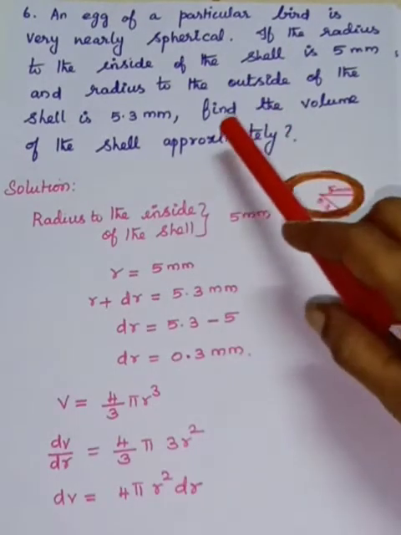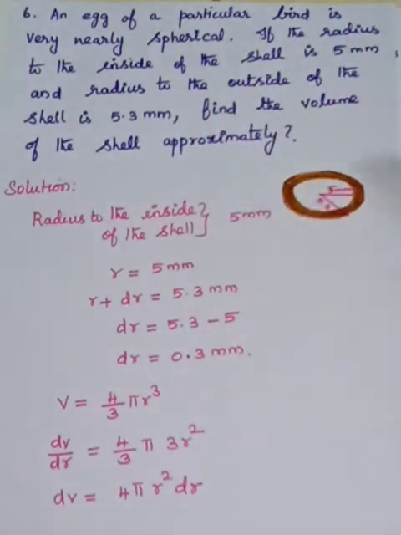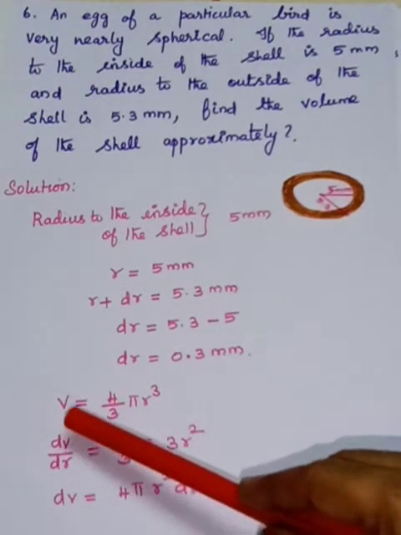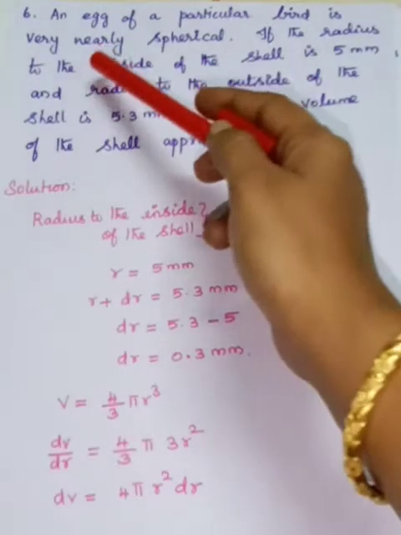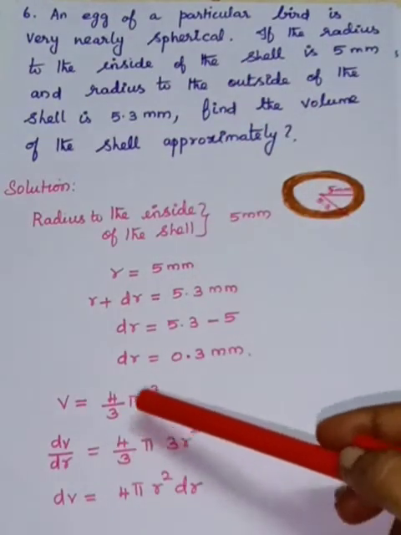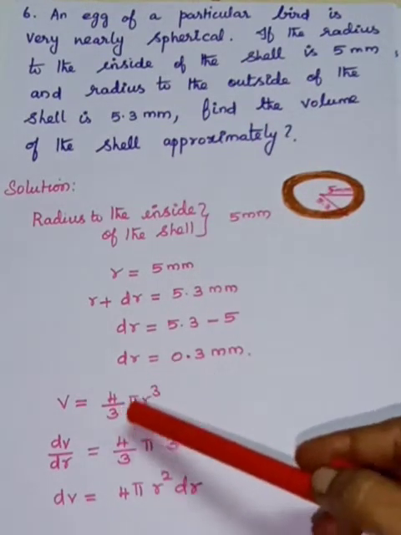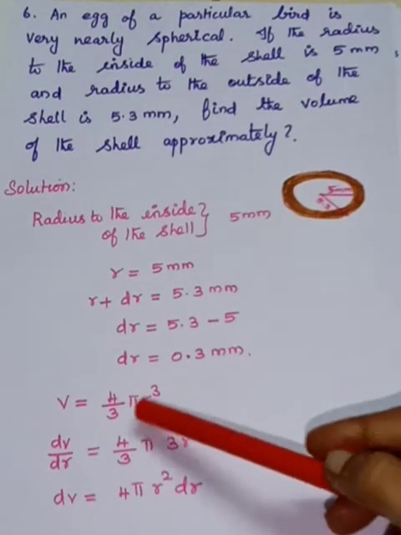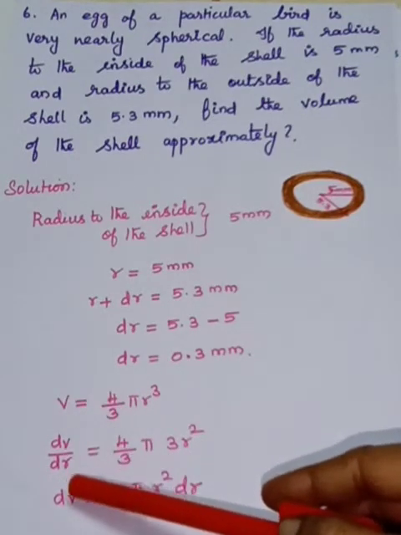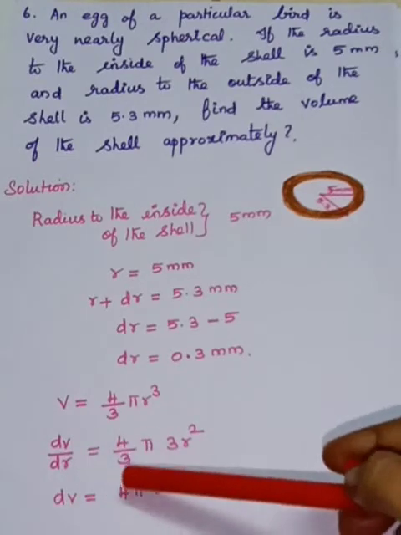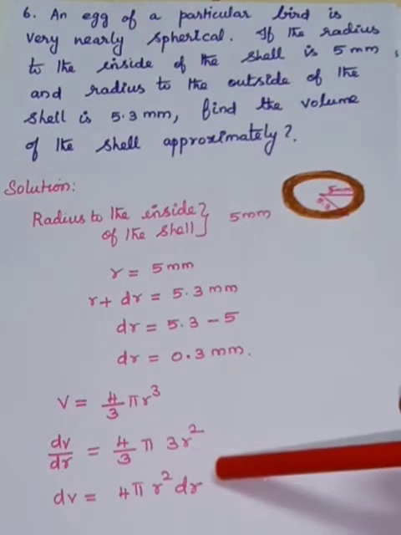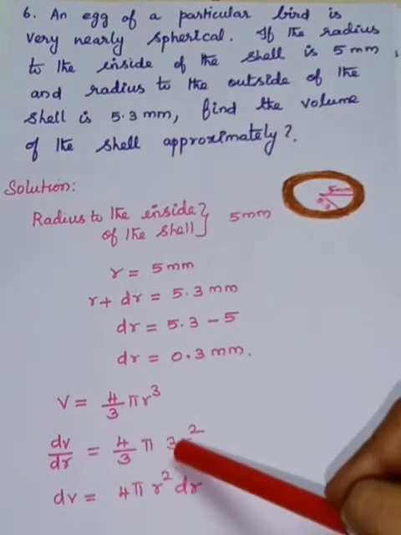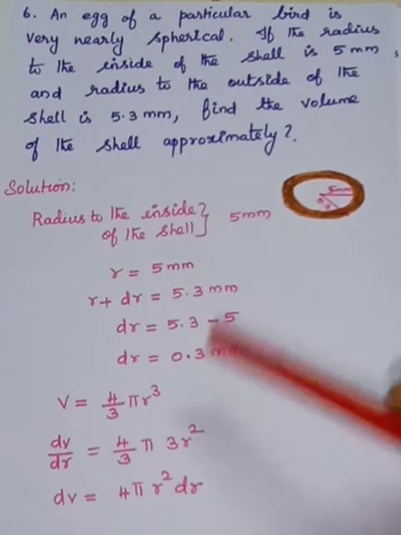Now what is asked? Find the volume of the shell approximately. So we have to find the volume. Which volume do we have to consider? The egg is in the form of a sphere. It is very nearly spherical. So 4 by 3 pi r cube. The volume of the sphere is 4 by 3 pi r cube. So you have to differentiate with respect to r. So dV by dr is equal to 4 by 3 pi, a constant, and r cube when you differentiate is 3r squared. So dV is equal to, the 3 and 3 getting cancelled, 4 pi r squared into dr.